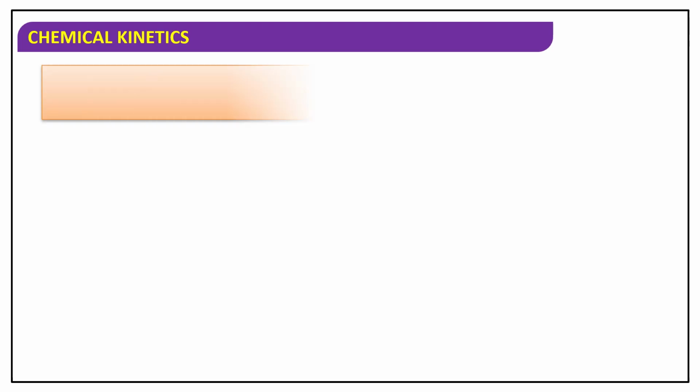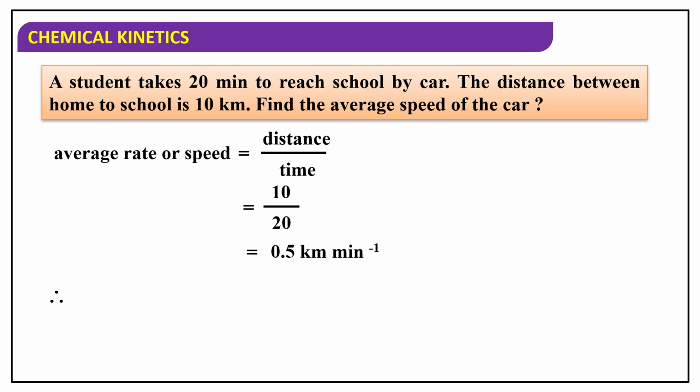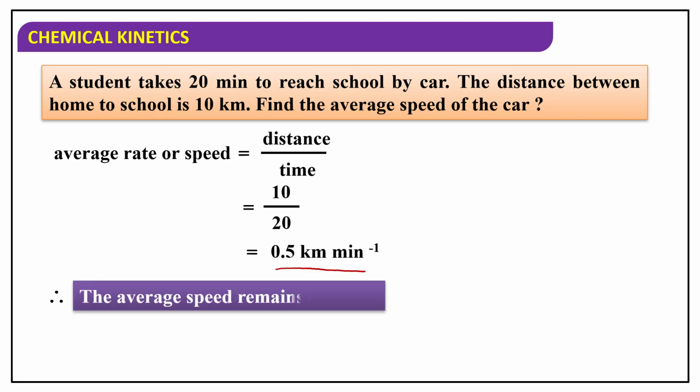Let's take an example. Suppose a student takes 20 minutes to reach school by car. The distance from home to school is 10 kilometers. Find the average speed of the car. We can calculate average speed by distance divided by time. Distance is 10 kilometers and time is 20 minutes, so 10 by 20. Your answer will be 0.5 kilometer per minute. But that is actually an average rate, correct? Average speed. So the average speed always remains constant.